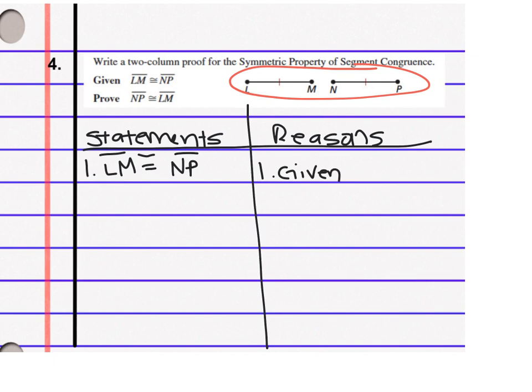Okay, then we're just going to go ahead and say that they're not only congruent, they are equal. And think about example 2. What was the reason? That's just the definition of congruent segments.